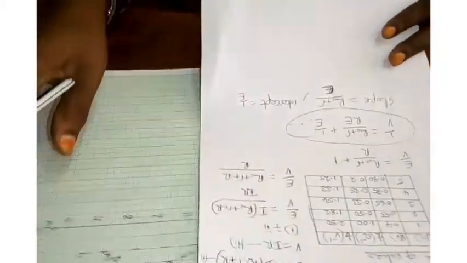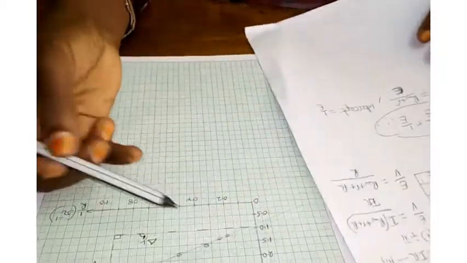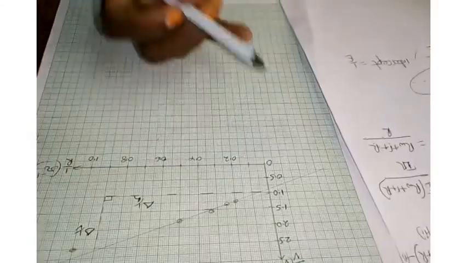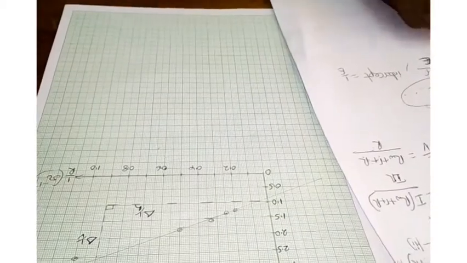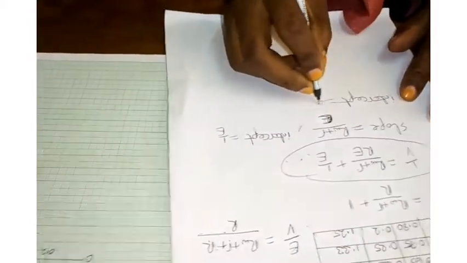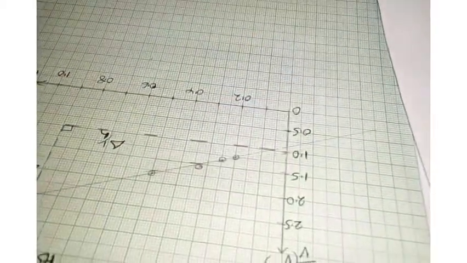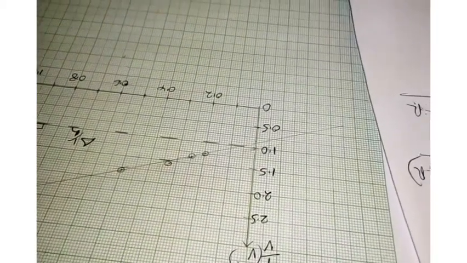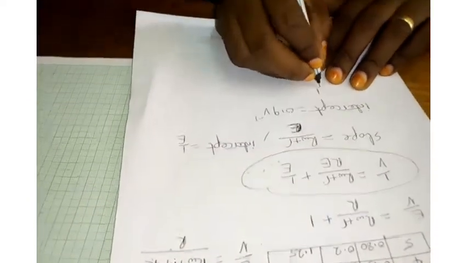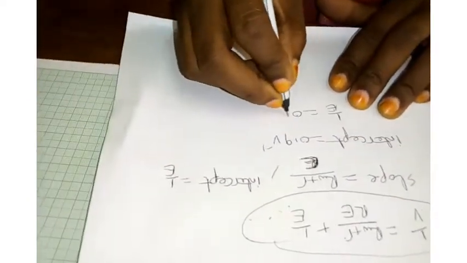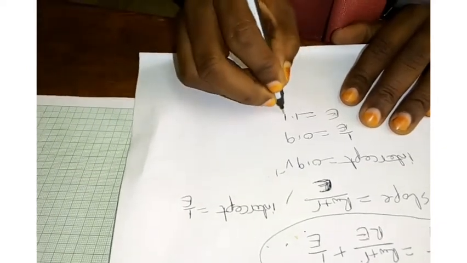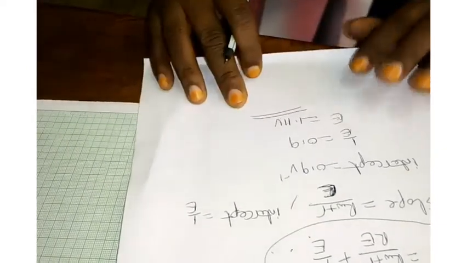So then tunaambiwa from the graph, the intercept from the graph, to me I have 0.9. So intercept is equal to 0.9. This is per volt. But intercept ina imply nini katika equation yangu? The intercept is equal to 1 over E, which is equal to 0.9. So E in this case is equal to 1.11 volts.